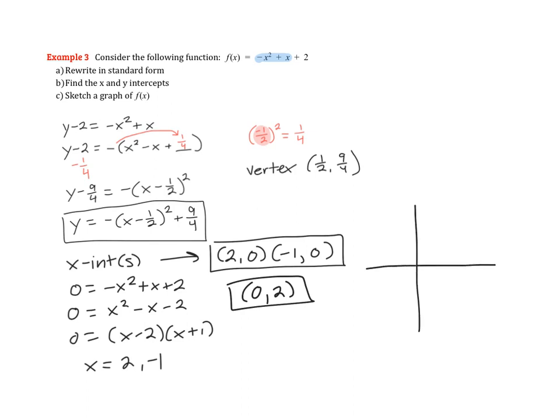So let's say here's our vertex at (1/2, 9/4). Let's call this 2. And then we have x-intercepts at -1 and 2. So it looks something like this. And this is (1/2, 9/4). So again, a really rough sketch, but good enough to show all of the important information from our quadratic function.